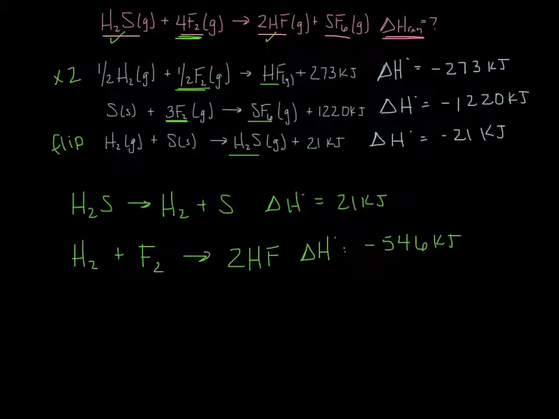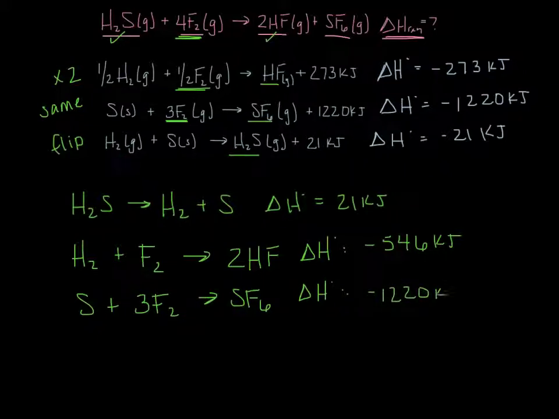So SF6, between my white and my blue, there is no difference. They're both 1 mole and they're both products. So this gets to stay the same. So S plus 3F2 to SF6. And my delta H gets to stay the same. And it stays at negative 1220 kilojoules.